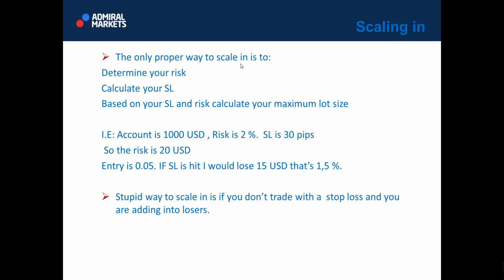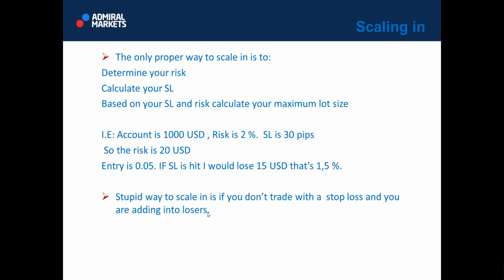Now, the only proper way to scale in is to determine your risk, calculate your stop loss, and based on your stop loss and risk, you calculate your maximum lot size. So always, as I said before, based on your stop loss and your risk, you basically calculate your maximum lot size.